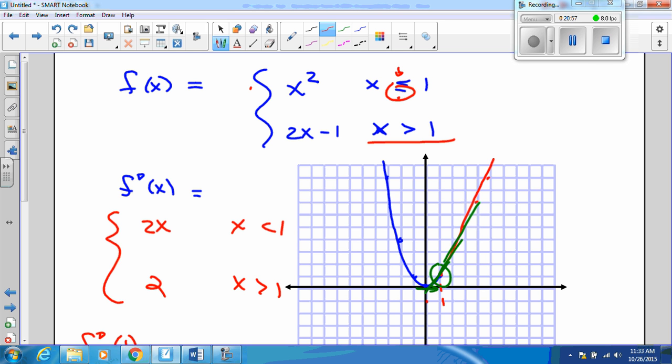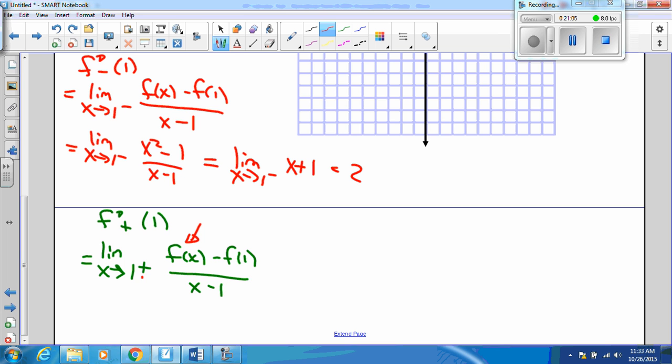This is the key point. I've got one piece for x less than 1, a different piece for x greater than 1. I have to use the piece for x greater than 1 because I am approaching from the right. But now here's the second place that we have to be careful.